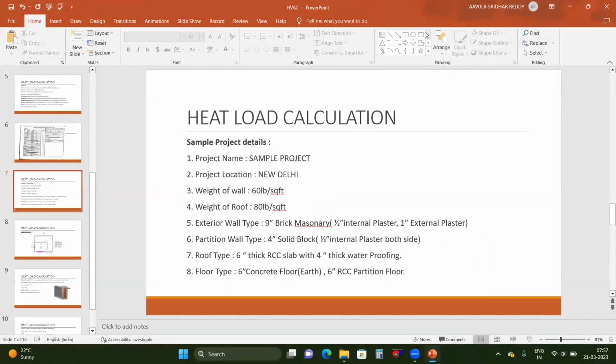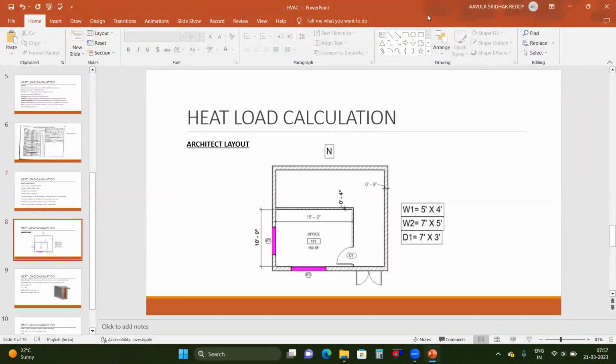We can know this by using the architect file and taking values like exterior wall type thickness and partition wall type thickness. So I will show the image here. This is the architect layout. We have the office space here. We are going to design the heat load calculation for this office space, which is 150 square feet. Okay.